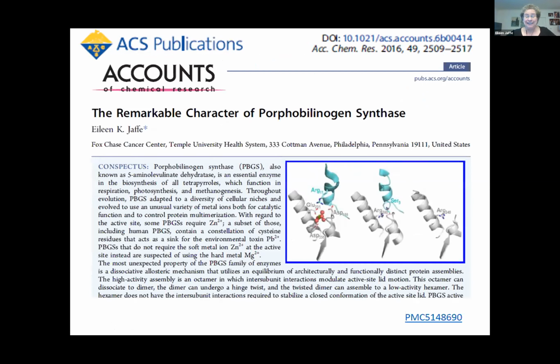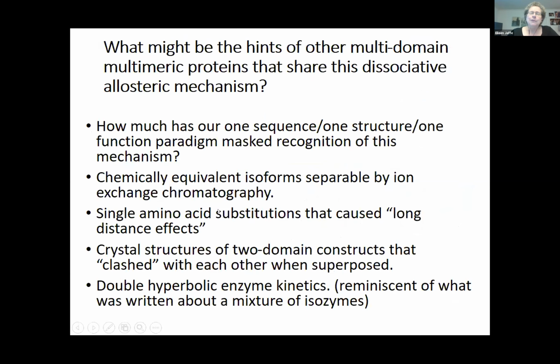I could talk about it for hours. I'm not going to. We put a paper out a few years ago. If you're interested in this system, I recommend that you look at this. But what we really wanted to ask was, okay, we have this peculiar behavior for porphobilinogen synthase. What might be hints of other multi-domain multimeric proteins that share this dissociative allosteric mechanism?